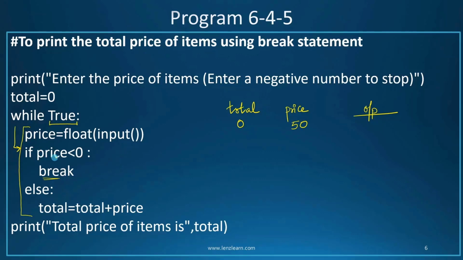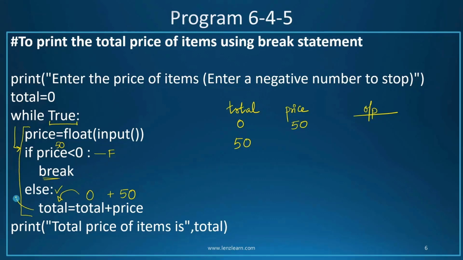Now I will check whether the value that I have entered for the variable price is less than 0. 50 is not less than 0, so this is false. So break will not be executed, the control will go to else. Right now the value of total is 0 and the value of price is 50. So I will add 0 plus 50, that is 50, and that value will be stored into total. So now total has the value 50.